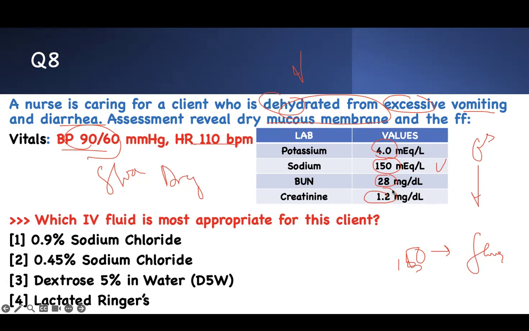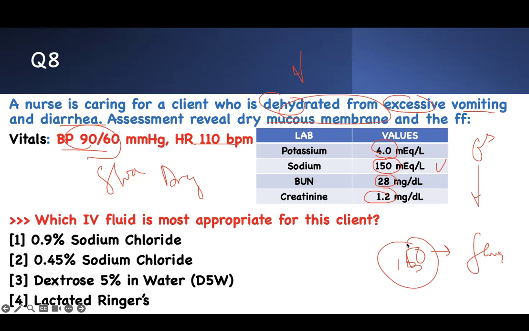So we have a hypernatremic, what? Hypovolemic state. You see, these are the IV therapy questions that sometimes can trap you. You have to be able to define it. The patient is what? Dehydrated, right? Hypovolemic state, but his sodium is high. So dehydrated, hypernatremic state. That means the patient needs fluid. At the same time, we have to correct the what? Hypernatremia. That is the easy way you can think about it.